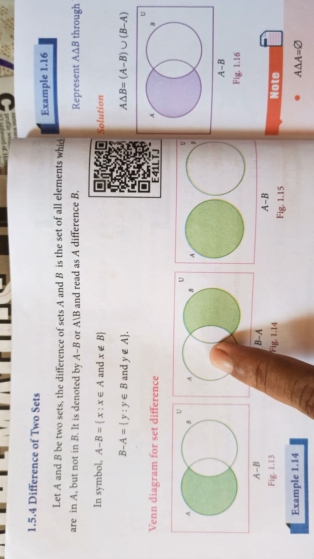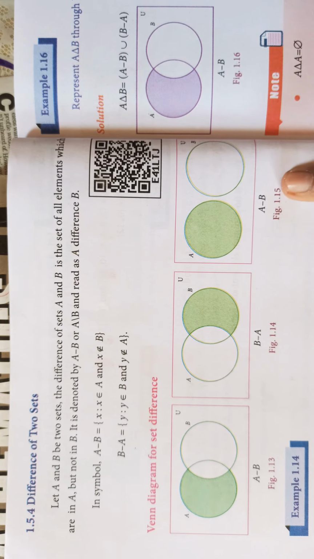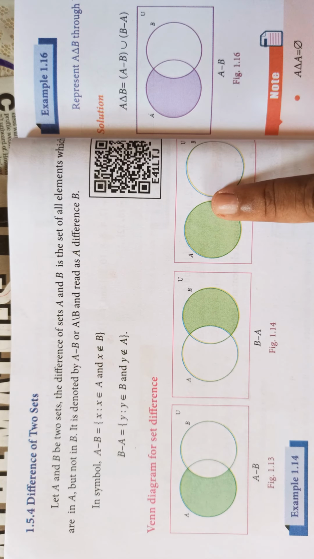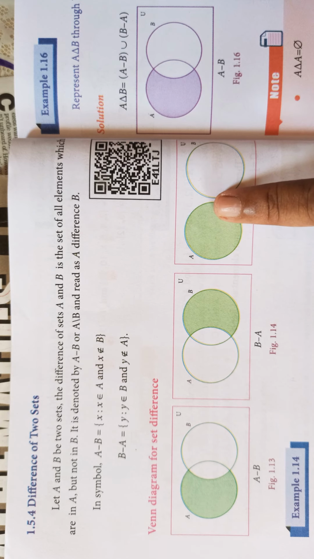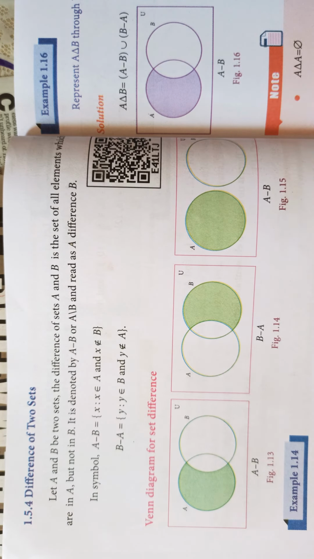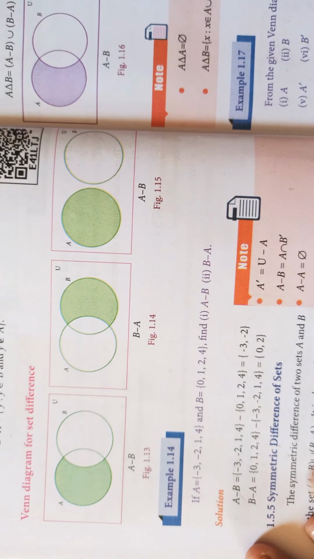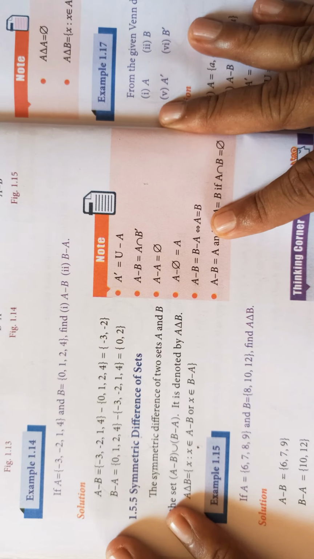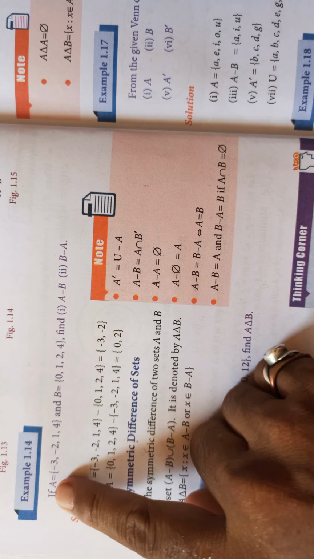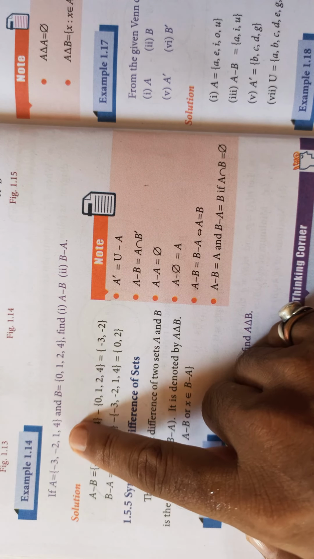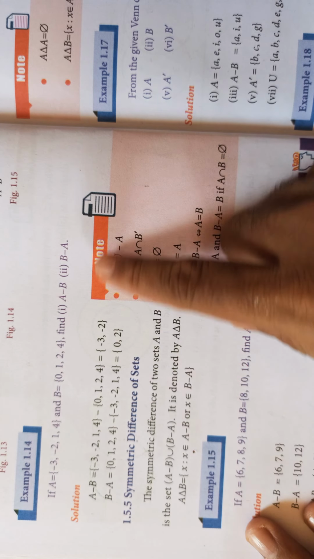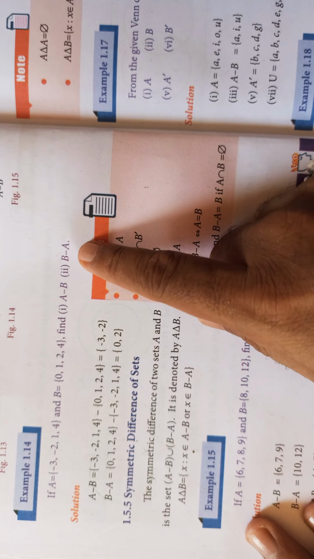So this is the third diagram, that is A minus B in case of disjoint sets. But mostly we are going to see intersecting sets only. Next, let us go through this example to understand this better. A is equal to {-3, -2, 1, 4}, B is equal to {0, 1, 2, 4}. We need to find A minus B and B minus A.